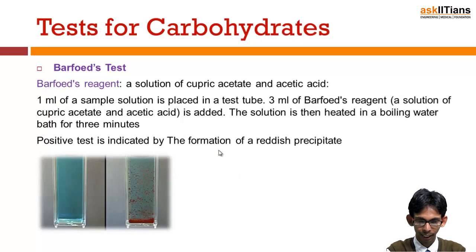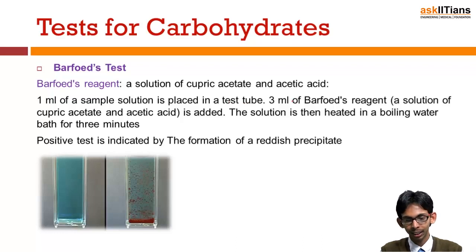Next is the Barfoed test. Barfoed reagent is a solution of cupric acetate and acetic acid. A 1 ml sample of the carbohydrate solution is placed in a test tube. To this, 3 ml of Barfoed reagent, which is cupric acetate and acetic acid, is added. Then the solution is heated in a boiling water bath for 3 minutes, and after those 3 minutes a reddish precipitate is formed which indicates the presence of carbohydrates.